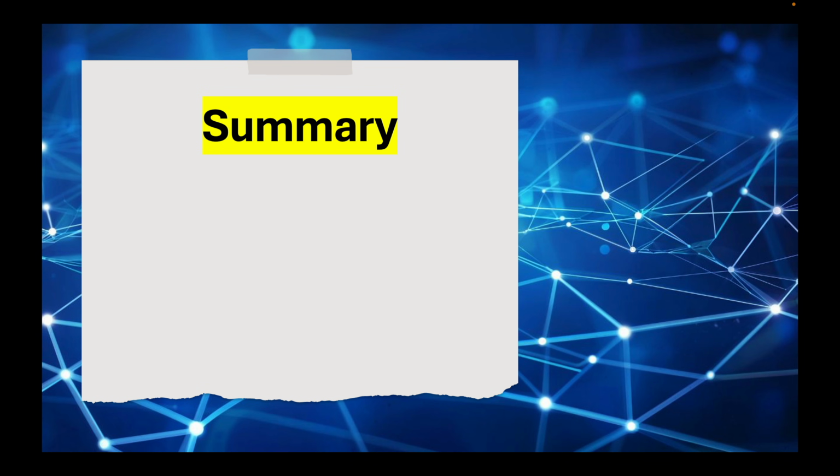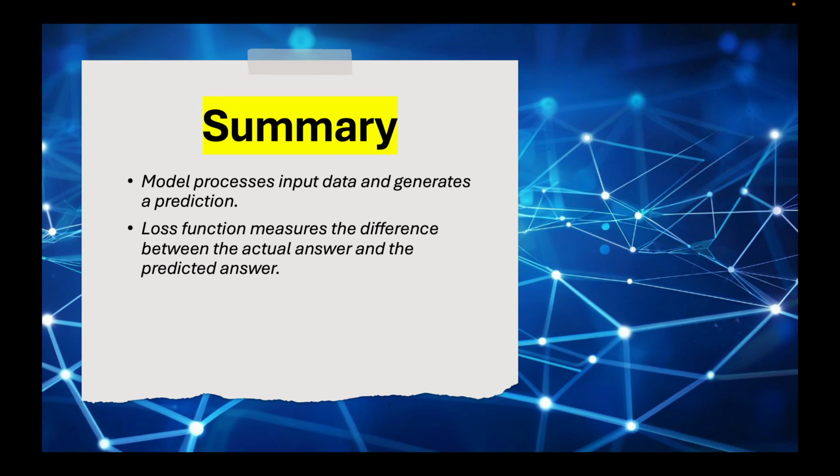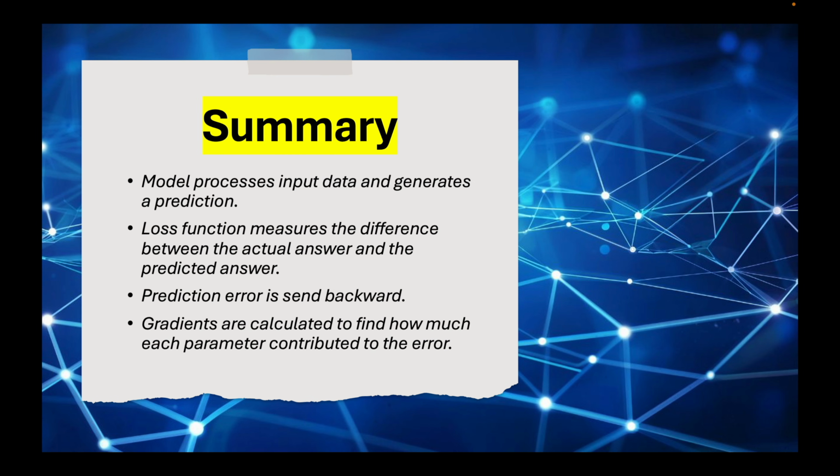Okay, this is all for backpropagation. We understand that first, the model processes input data and generates a prediction. Then, the loss function measures the difference between the actual answer and the predicted answer. After that, the prediction error is sent backward. Then, gradients are calculated to find out how much each parameter contributed to the error. Lastly, weights and biases are updated to reduce future errors and improve predictions.